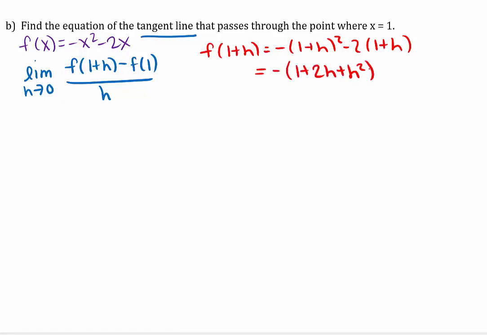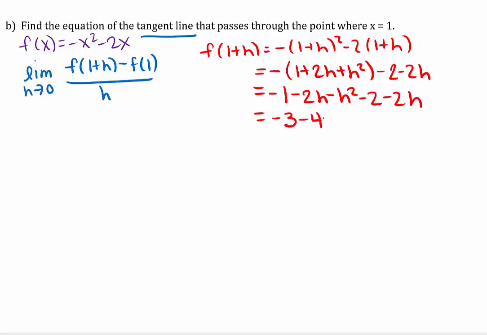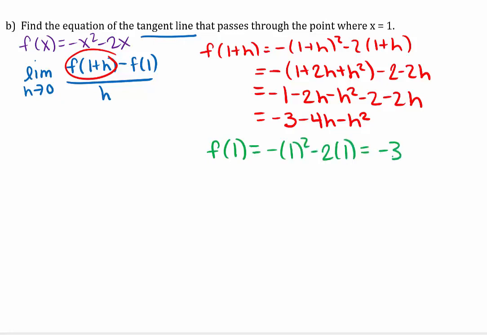1 plus h squared should be 1 plus 2h plus h squared. I FOILed that out. You can see an example of that in part 1 of this lesson. And then let's see, we've got a minus 2 minus 2h. So minus 1 minus 2h minus h squared minus 2 minus 2h. And if I combine like terms, that would be a negative 3 minus 4h minus h squared. So all of that is my f of 1 plus h. F of 1, I plug 1 into the function, and that is negative 3. So my f of 1 is negative 3.